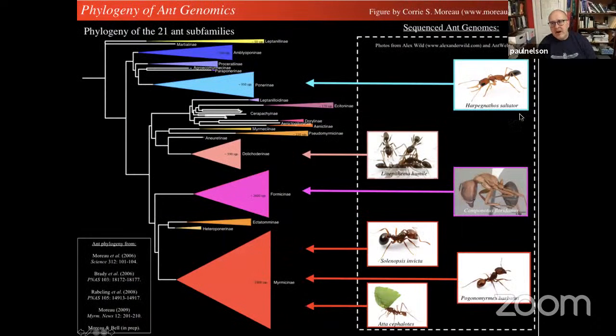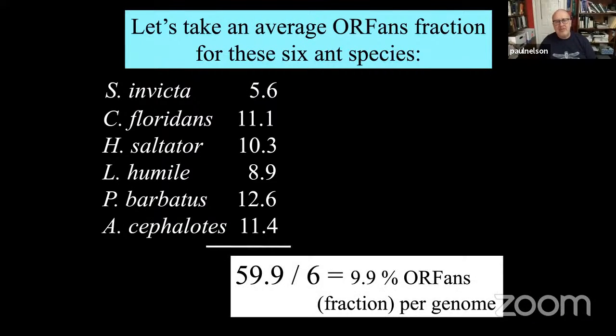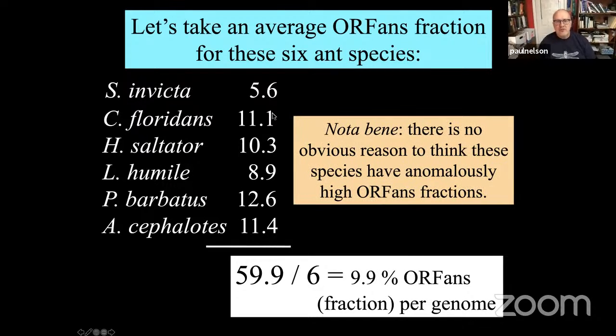Now, we are effectively doing a random draw from 14,000 ant species worldwide. These have been chosen for their biological interest, like leaf cutters are incredibly interesting, or they're agricultural pests. But we're effectively picking at random from this very much larger group of 14,000 ant species, 6 to sequence. There's no reason to think we just happened to pick the 6 that had anomalously high orphan fractions. So we can take an average from these 6, which comes out to about 10% orphans per genome.